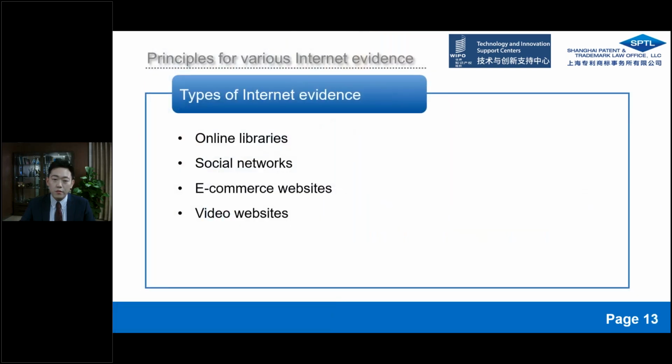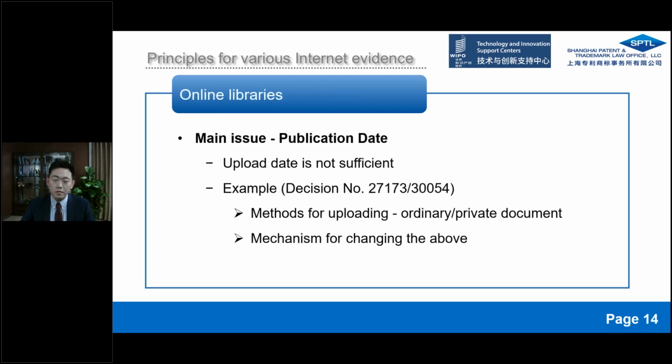The internet evidence involved in patent prosecution may include online libraries, social networks, e-commerce websites, video websites, etc. Next, we will discuss different kinds of internet evidence with some examples. For online libraries, the main issue is to determine the publication time. Usually, documents in the online library is shown with an upload date. In the early patent prosecution, most examiners use this upload date as the publication date of the document.